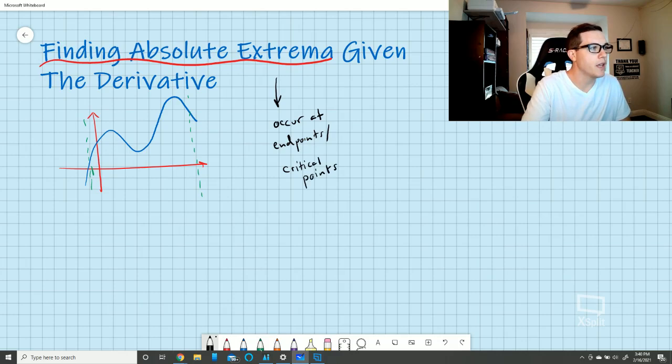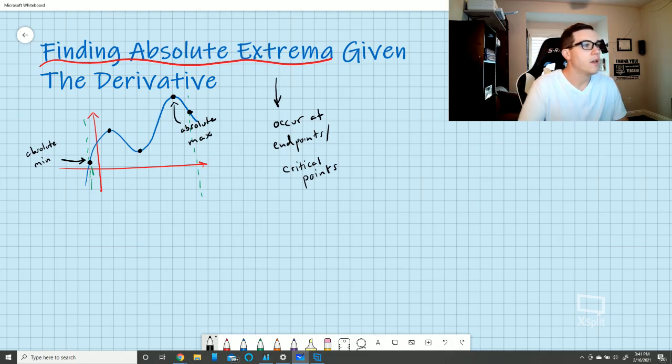So in this case, right here, this is the endpoint. That looks to be the lowest point, so I would call this the absolute min. And notice this interval is here. We have a critical point here. There's a relative min, but it's not the absolute. Here's a relative max, but it's not the absolute max. Right there, that's the absolute max. It's the highest point.